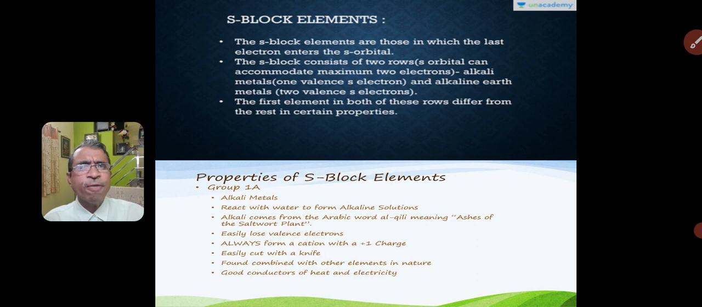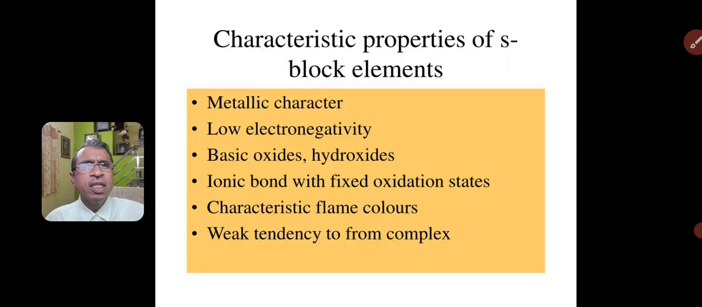They are easily cut with a knife. Found combined with other elements in nature. They are good conductors of heat and electricity. Here also we have shown in this slide the characteristic properties of S block elements. Here are other properties they have given. They have metallic character, they have low electronegativity, they form basic oxides and hydroxides, and ionic bonds with fixed coordination number and oxidation state, and they form characteristic flame colors, and they have a weak tendency to form complexes.